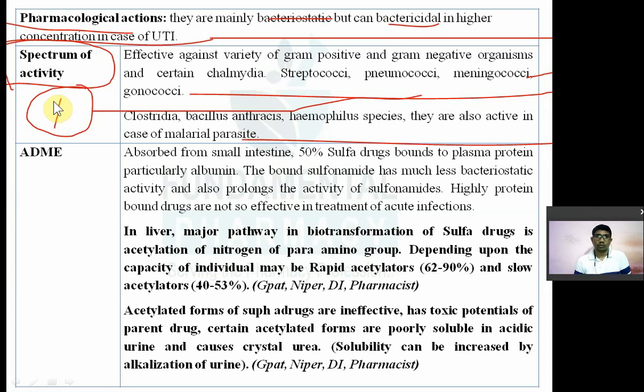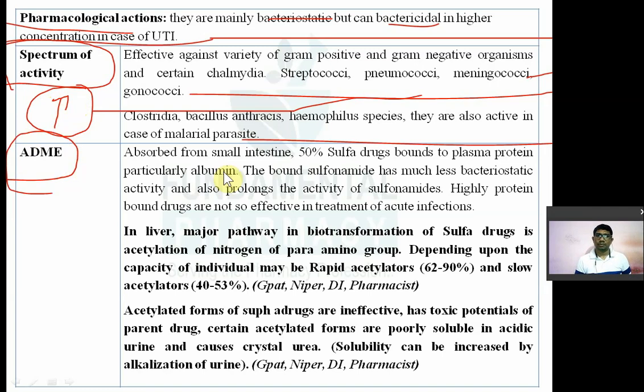Now, what is meant by wide spectrum or broad spectrum? Any drug that is able to kill a variety of bacteria, like gram-positive, gram-negative, fungus, or other kinds of bacteria, is known as a broad spectrum antibiotic. Okay. Absorption, distribution, metabolism, elimination of these sulfur drugs.